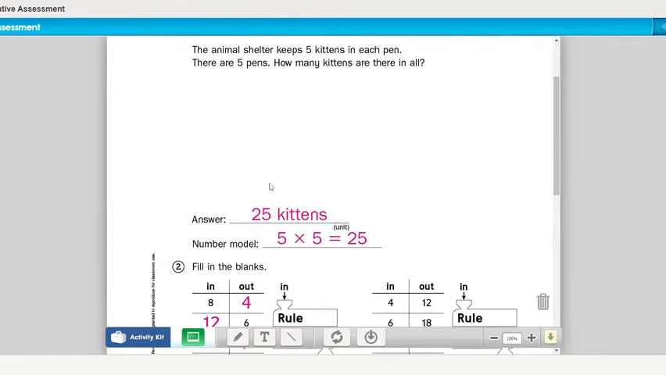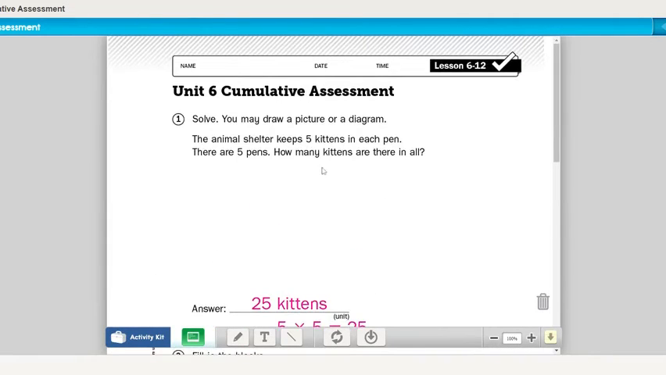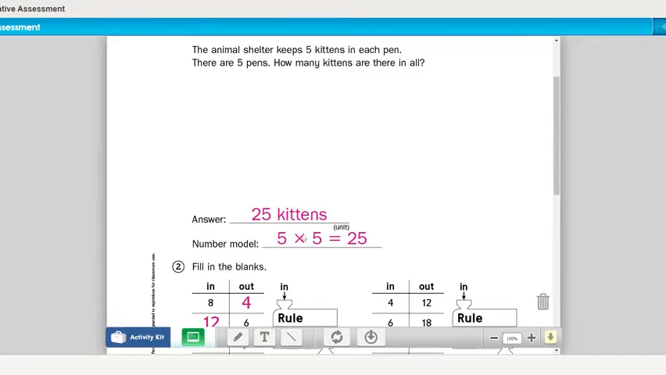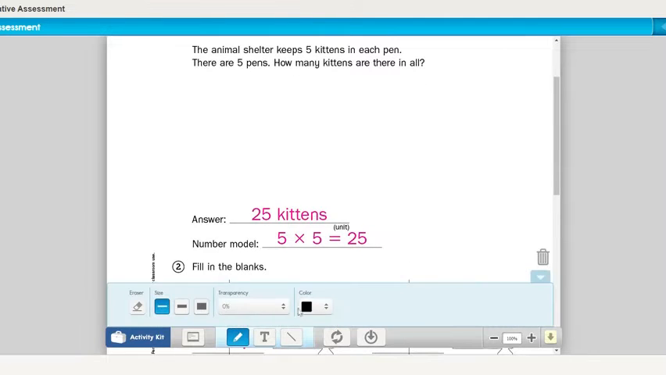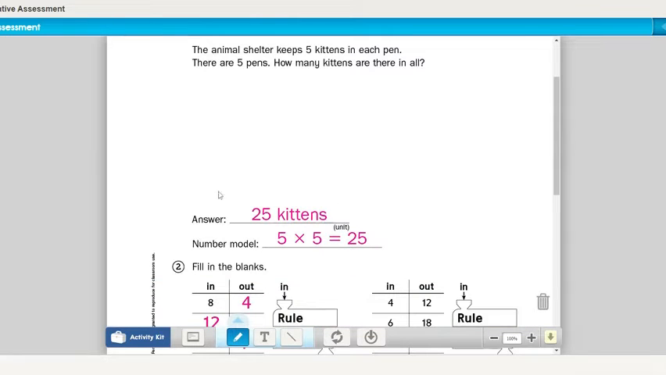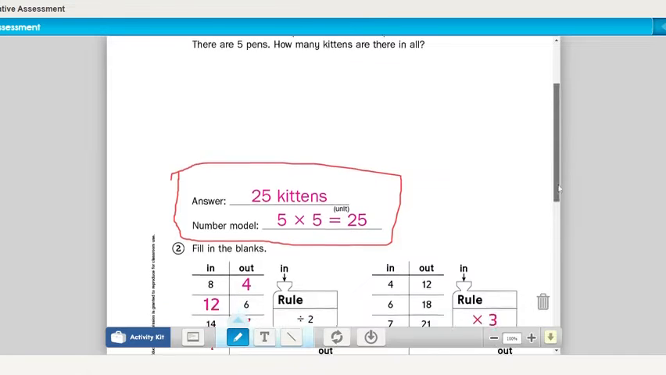Number one, you can draw a picture, you don't have to. What I'm looking for is that you have 25 kittens right here. And then you need to have a number model that goes along with it. Let's move on to number two.